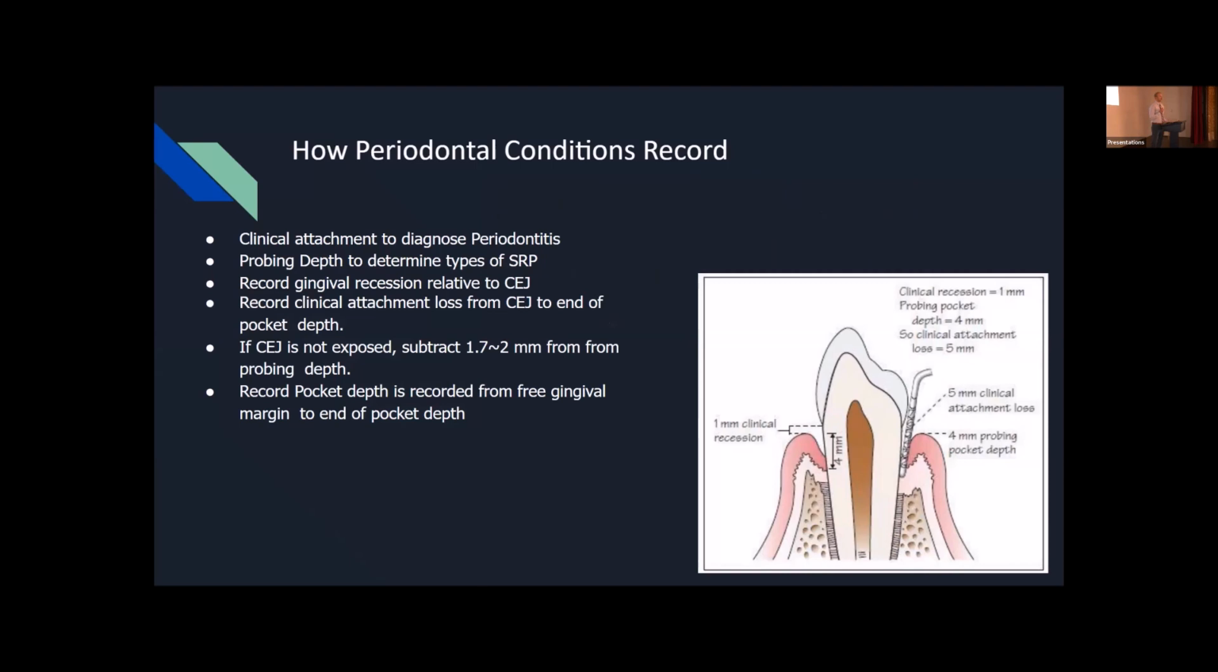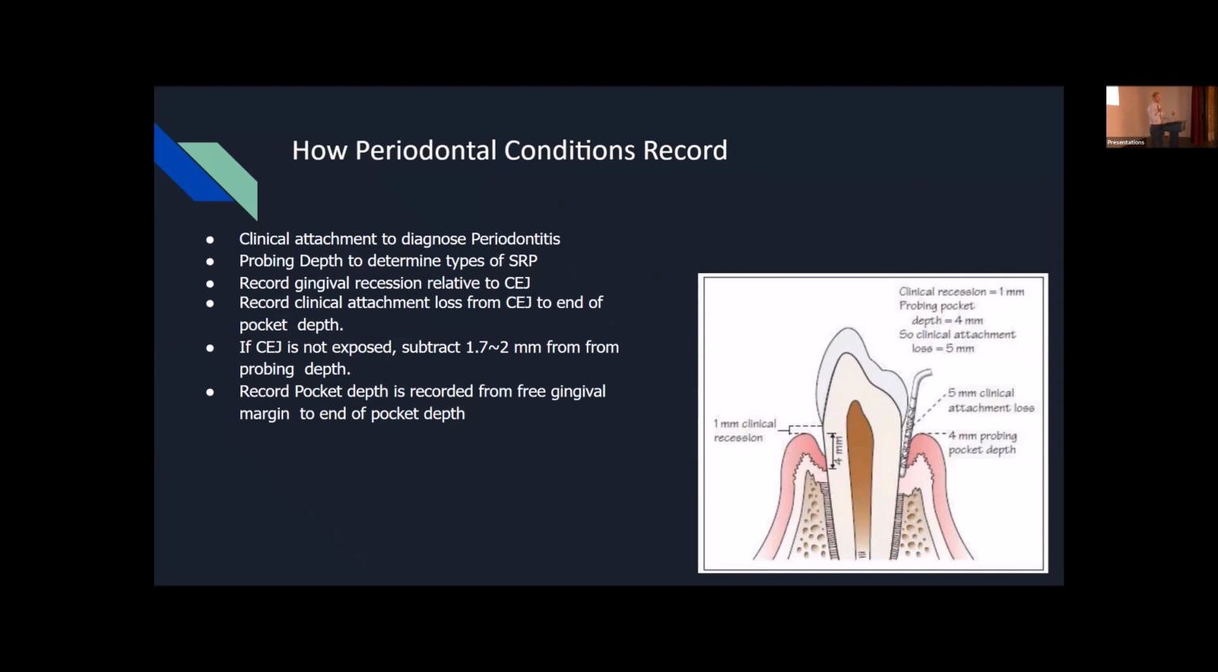So first I'm going to talk about how periodontal conditions are diagnosed and how we record our data there. We all know that when we do our comp exam, we measure our probing depths, and we also look to see if there's any recession present. Our probing depths go from the base of the gingival sulcus to the top of the free gingival margin. And if there is any recession, that is measured from the top of the free gingival margin to the CEJ.